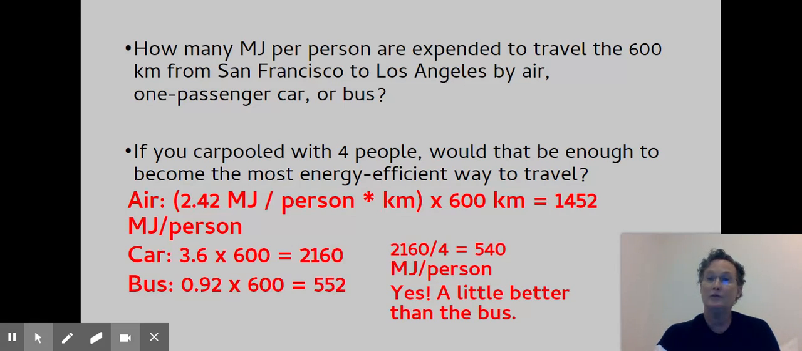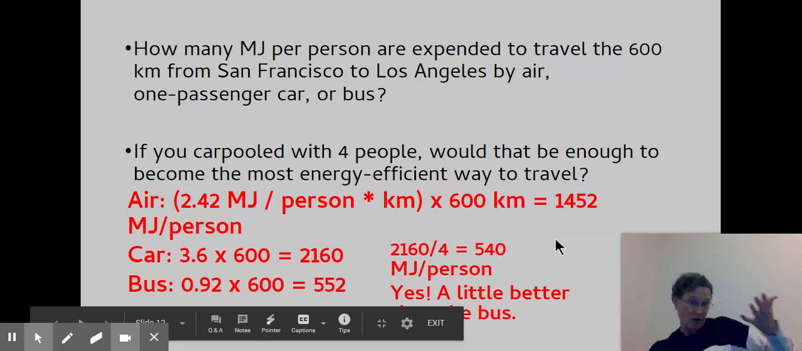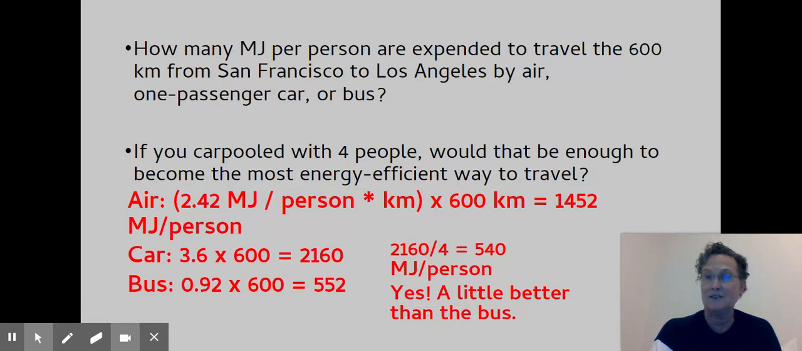So if you carpooled with 4 people, would that be enough to be the most energy efficient way to travel? Yeah, because if you divide the car energy by 4, then it's 540 megajoules per person. So carpooling ends up being the best way to go if you're going from San Francisco to Los Angeles, which is how my family usually travels.